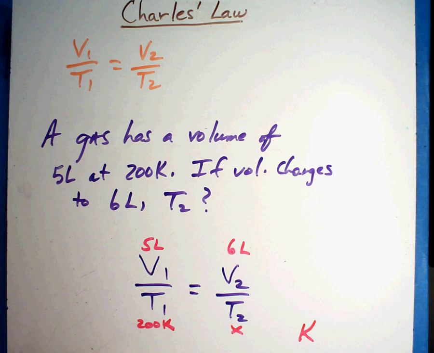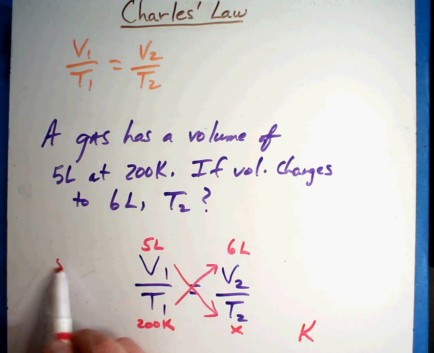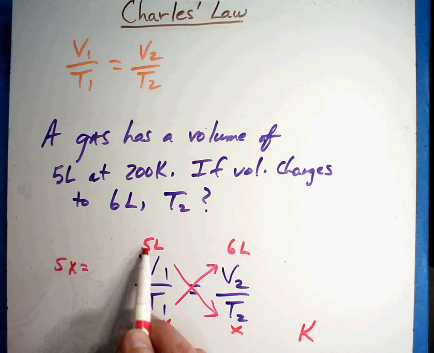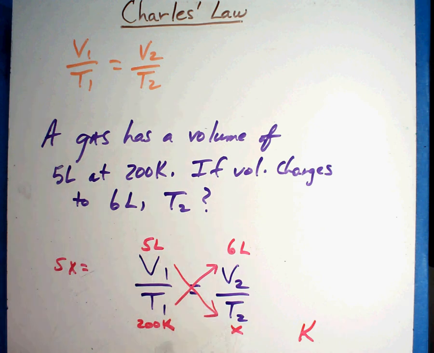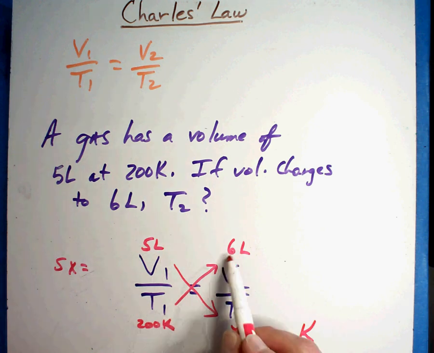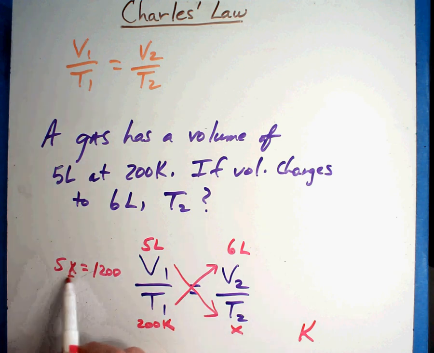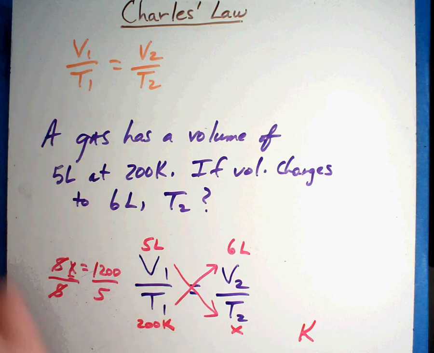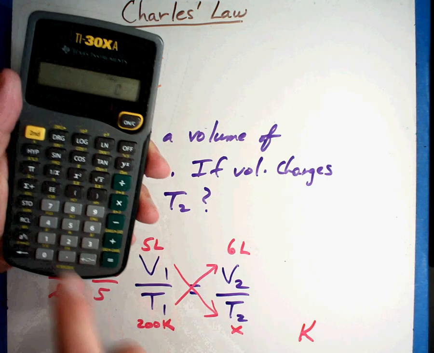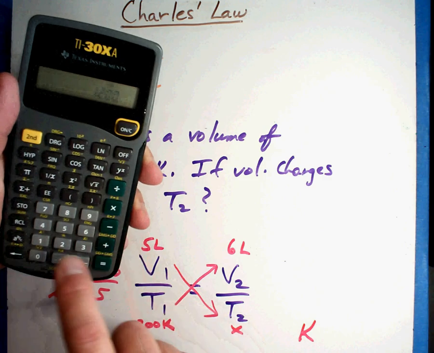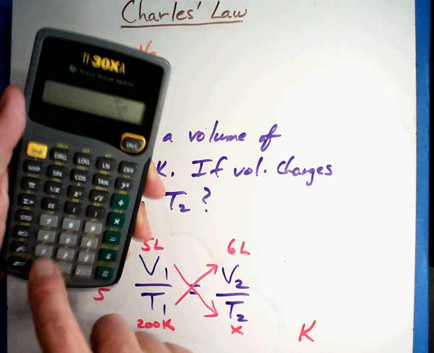Well, from your algebra class, you know that you solve fraction equals fraction by cross multiplying. So what I see, and I'm just going to drop the units, 5 times x equals these two numbers. 200 times 6 is 1200. To solve this algebraically, I want to have x by itself, so I'm going to divide by 5. So I grab my handy-dandy calculator, and I'm going to do the same math I was doing the other day, 1,200 divided by 5.